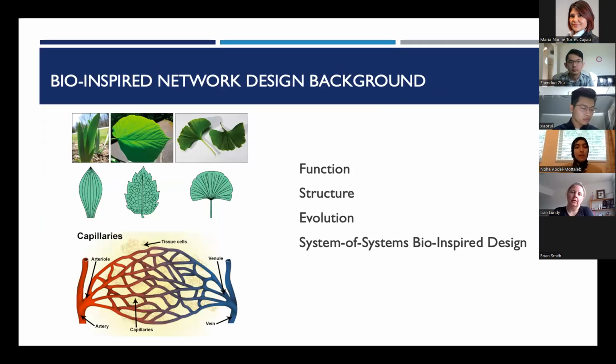So on the top left here, we have a few variations of leaf venation networks. And this is just to highlight the variability in structure in biological networks. However, the structure ultimately, we see a lot of similarity in biological flow networks with water distribution networks because of the shared function. And the function is ultimately to distribute flow from some source to the periphery of the network, the end users.